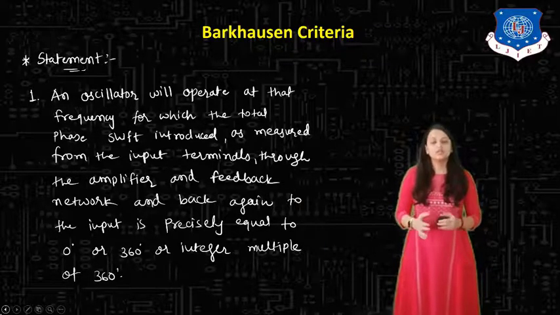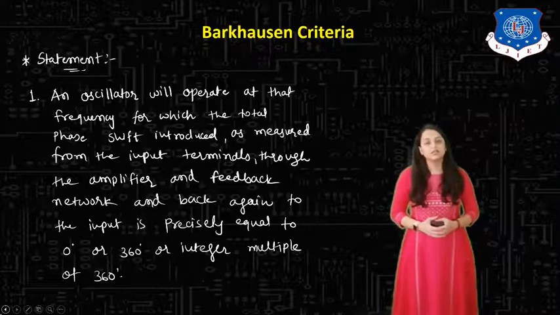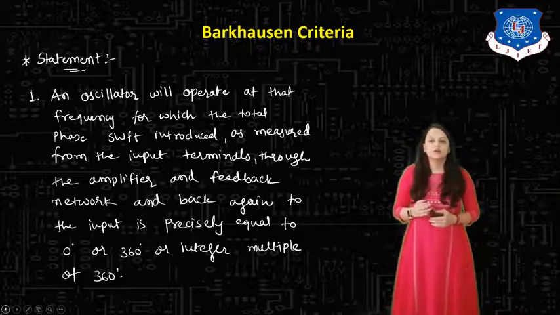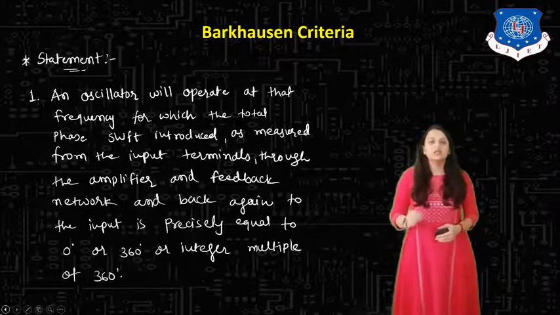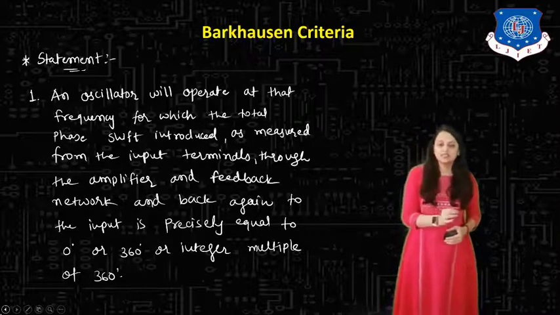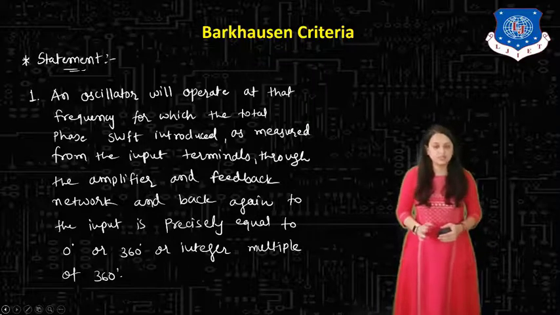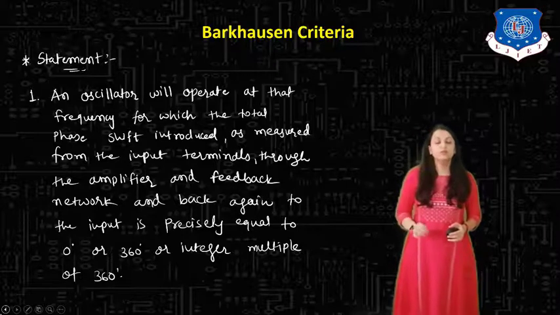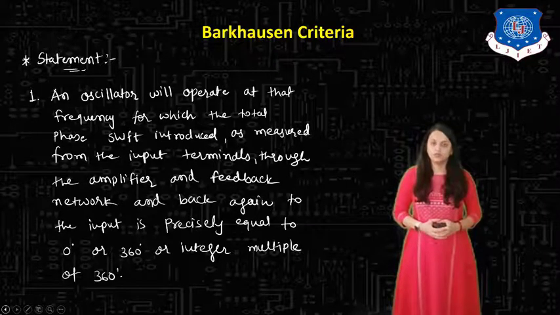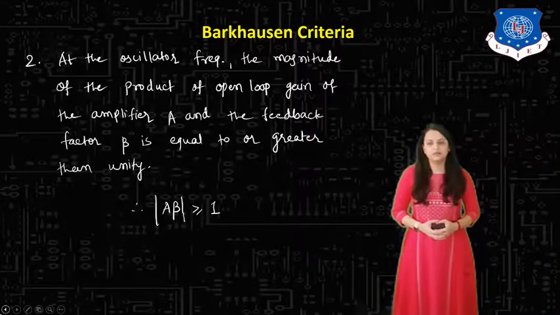So in simple words, the first statement of the Barkhausen criteria says that the phase shift between the input and the feedback should be 0 degree or 360 degree or an integer multiple of 360 degree. That means input, output and feedback should be in phase with each other. Now let us see the second part.